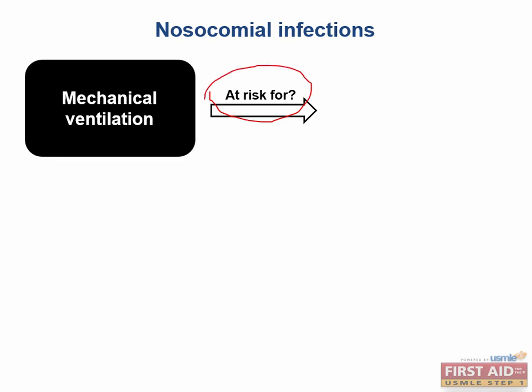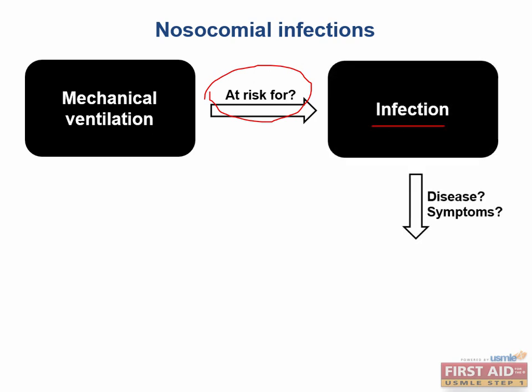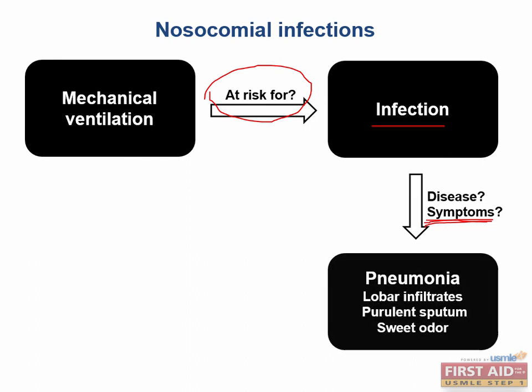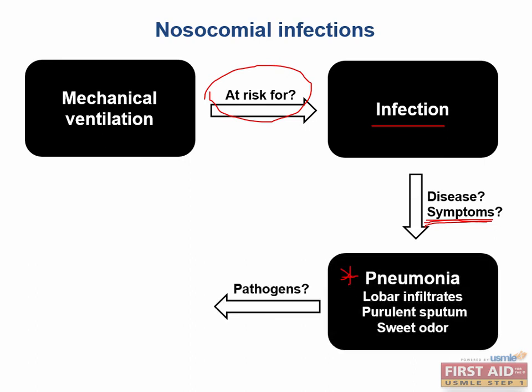All right, patients on mechanical ventilation are also at risk for some negative outcomes. What do you think patients on mechanical ventilation are at risk for, given their circumstances? They're at risk for infection. Remember, anytime you have a foreign body, in this case an endotracheal tube, there's a risk for infection. What disease do you think would most commonly result from an endotracheal tube placement? And what are some associated findings or symptoms that you would expect? Well, we're most worried about pneumonia, which would be identified with lobar infiltrates on x-ray, as well as maybe some purulent sputum and maybe even a sweet odor as well.